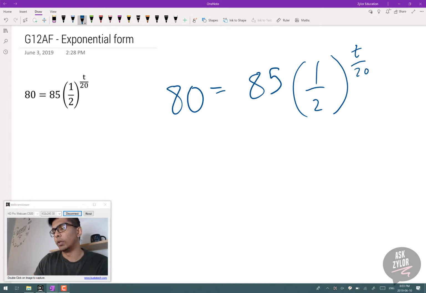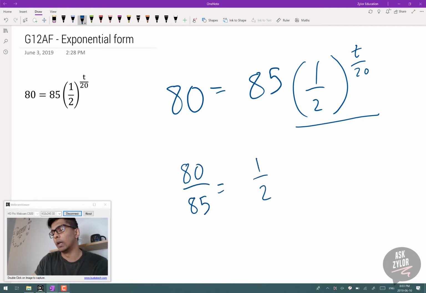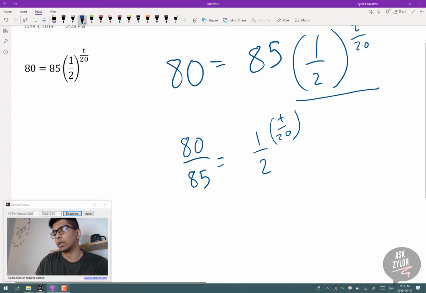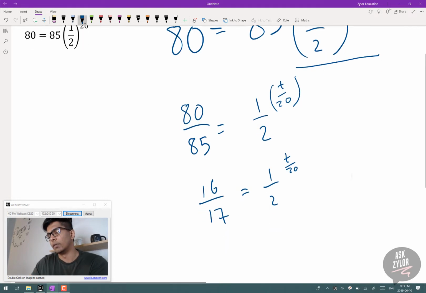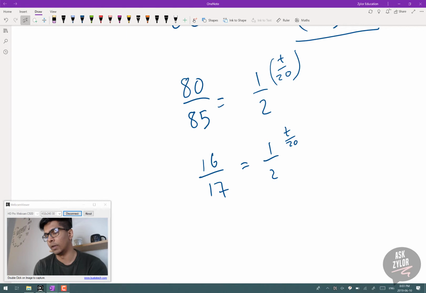What we should do is isolate for this term. So I'm going to get rid of the 85. So I have 80 over 85 is equal to 1/2 to the power of t over 20. And then I'm going to reduce the left side by dividing both the top and the bottom by 5, which leaves me with 16 over 17. This is equal to still 1 over 2 to the power of t over 20. So now I need to find a way to isolate for the t variable.